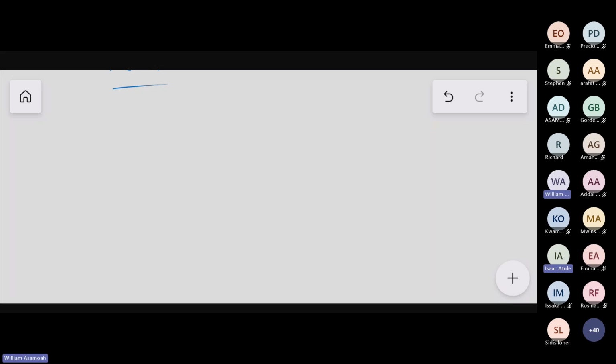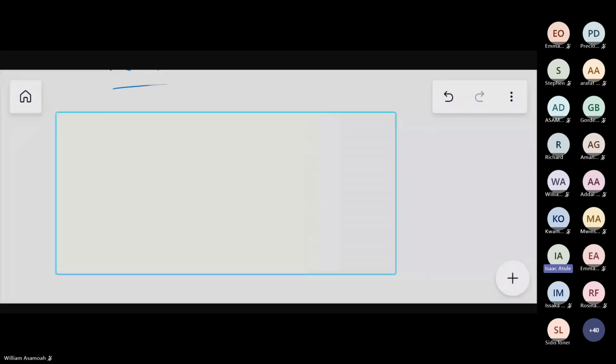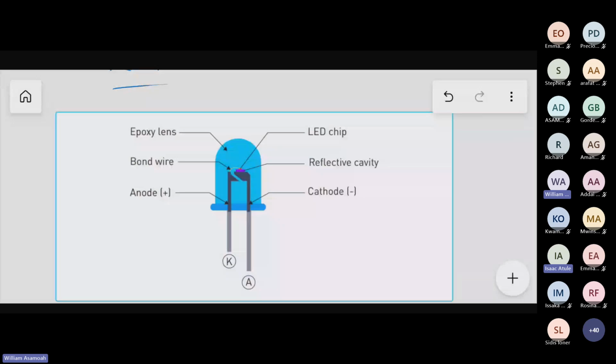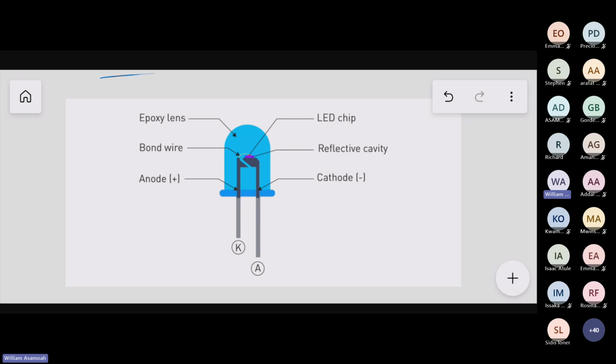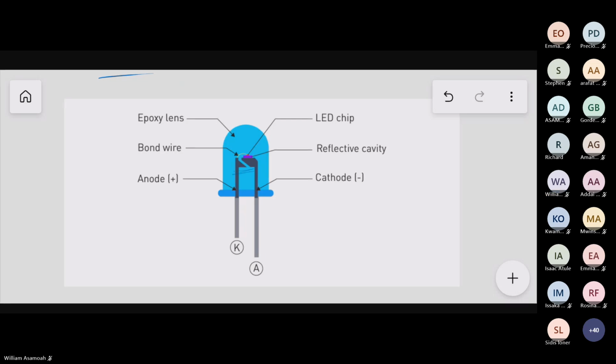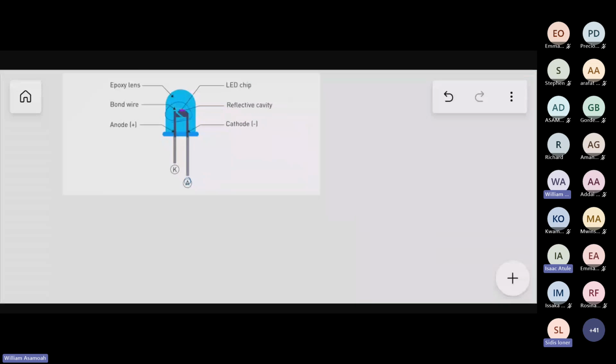So this is how the LEDs look. In your handout, it looks black and white, but this is the initial color. We have the LED, then an epoxy lens on it, then an LED chip. Take note of this: the longest leg is the anode, and the shortest is the cathode. If you connect it wrong, it will not work the way you want it to work.